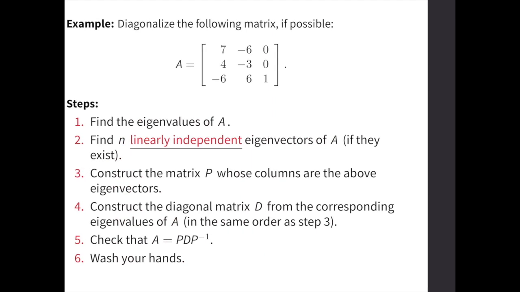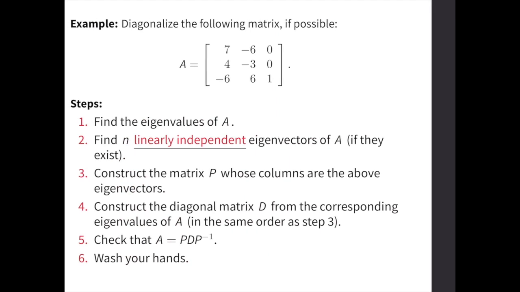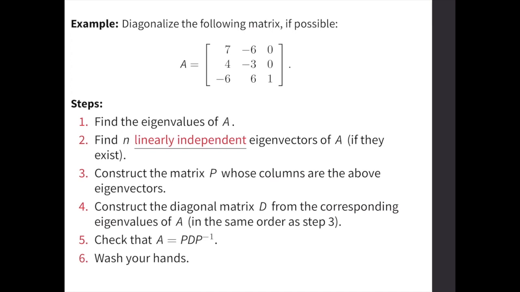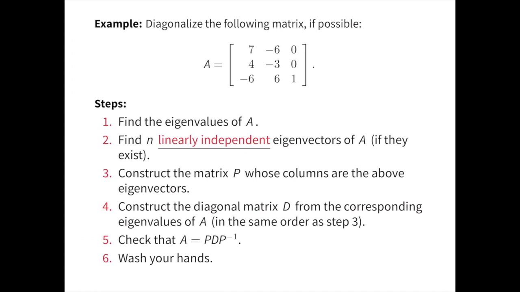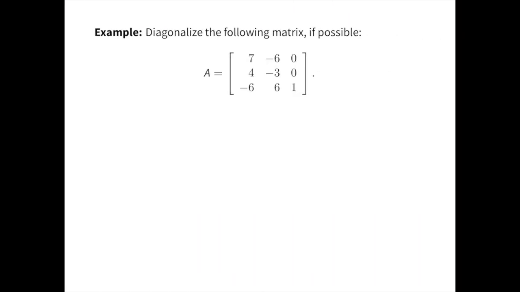All right, so let's try this example here. We're going to work through these steps right here. We're going to find the eigenvalues, we're going to find the eigenvectors, and once we've done that, we're going to build our matrix P and our matrix D. So let's go ahead and do that. So step one.